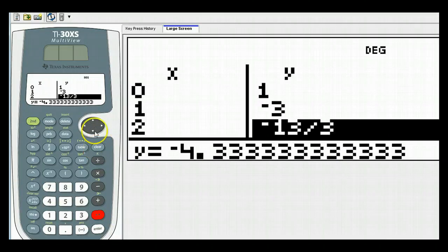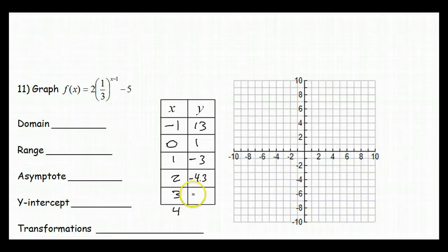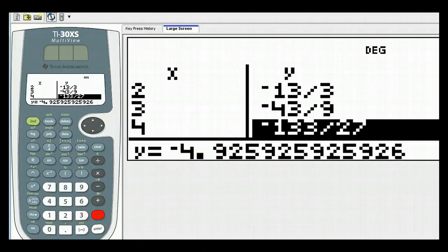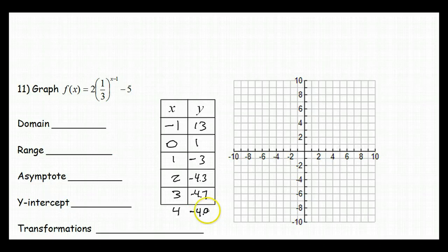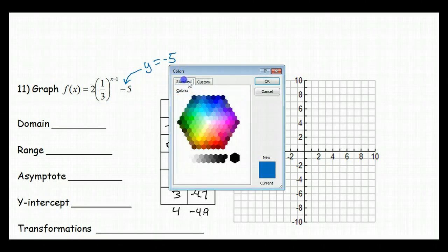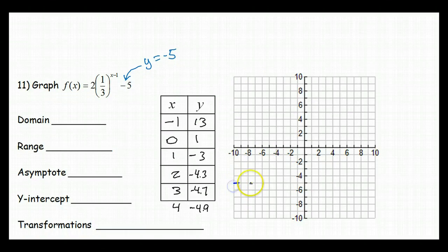And then the next one is -4.7. And then the last one is -4.9. Now, based on this value right here, we know that the asymptote is y equals -5. So let's go ahead and graph that. So this is the asymptote right here at y equals -5.